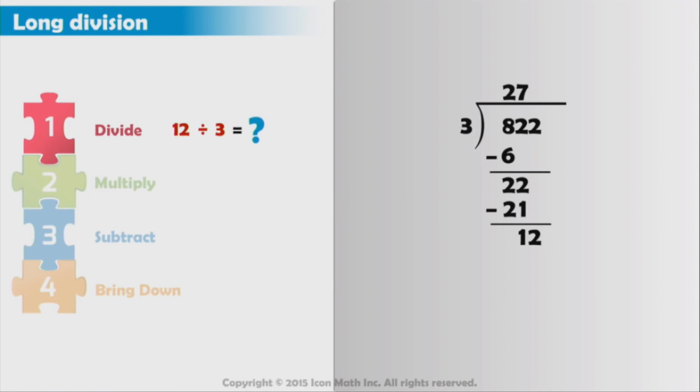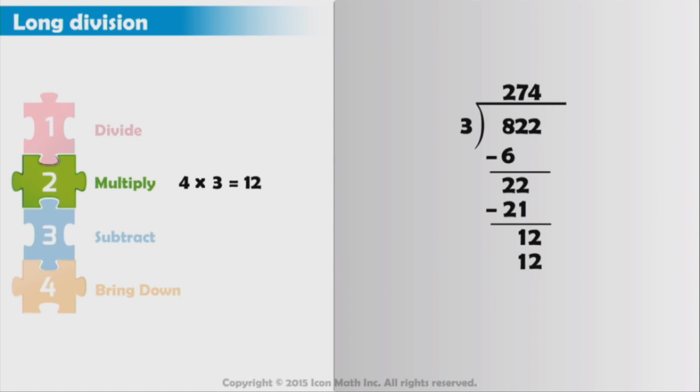12 divided by 3 equals 4, right? So, we write 4 above 2, the last digit we brought down from the dividend. The second step is to multiply. 4 times 3 equals 12. The third step is to subtract. 12 minus 12 equals 0.